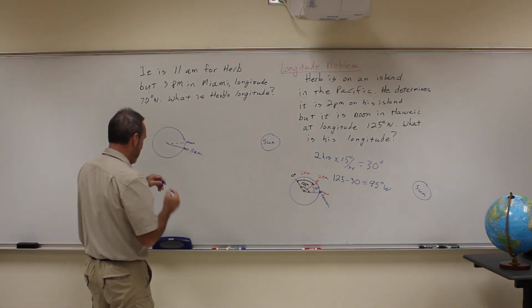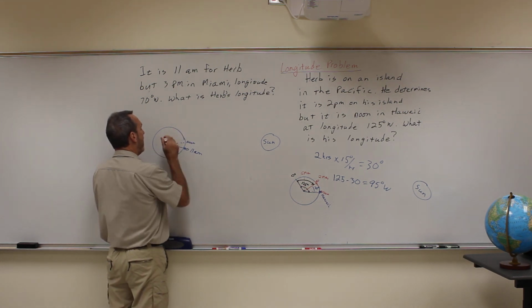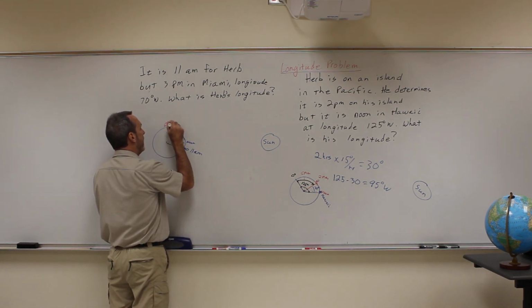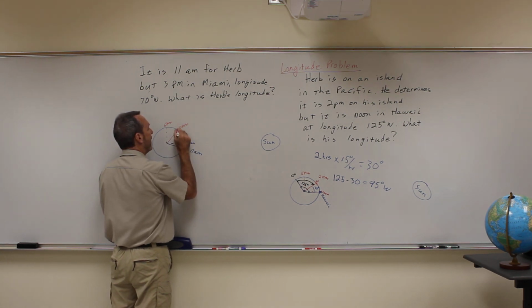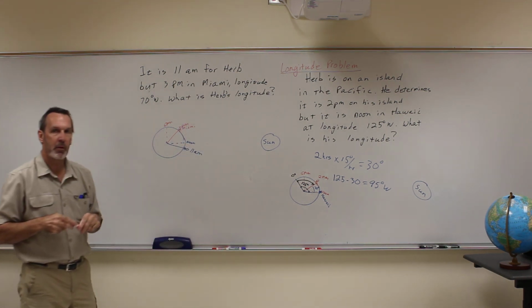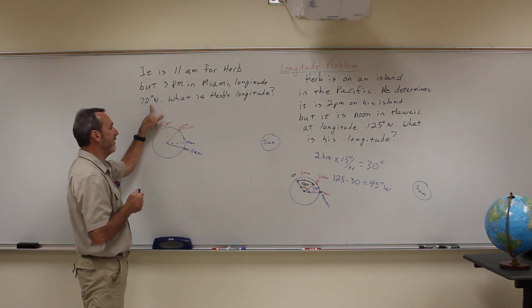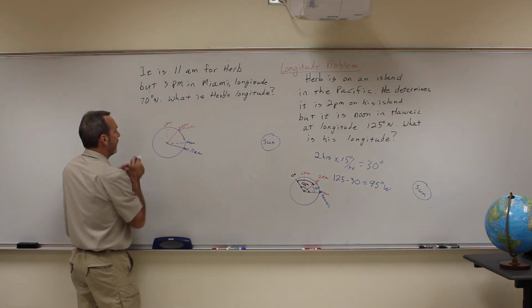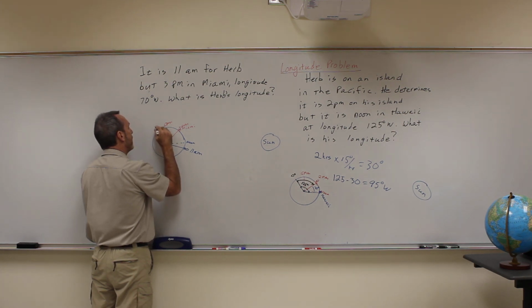And it's 3 p.m. in Miami. So let's draw Miami up here. Well, 3 p.m. is going to be halfway between noon and 6 p.m., which is up here. This is Miami right here. And I know that Miami's longitude is 70 degrees west. So I go over here 70 degrees. So that angle is 70 degrees. This is where 0 degrees is.